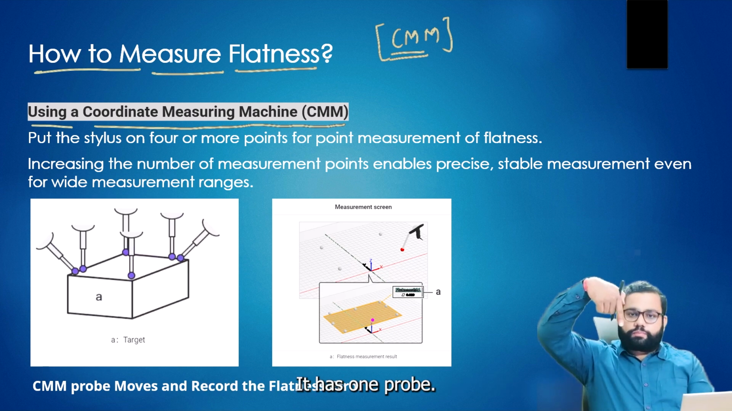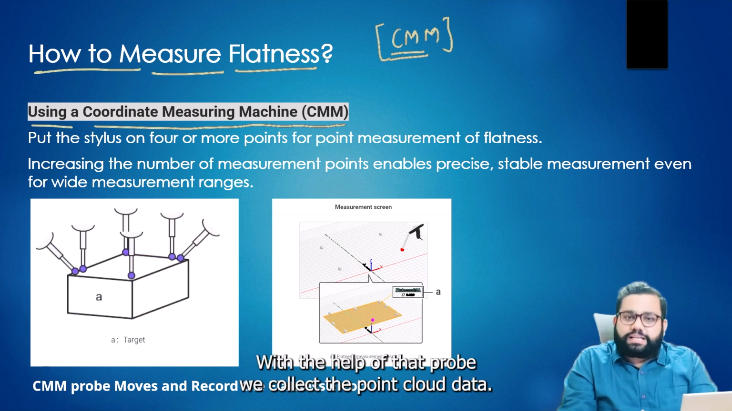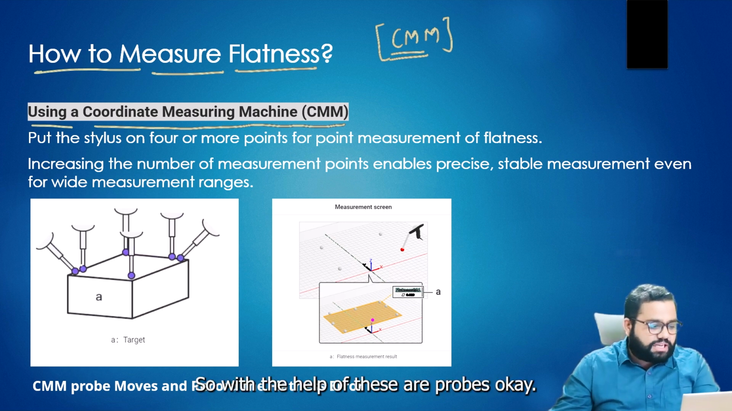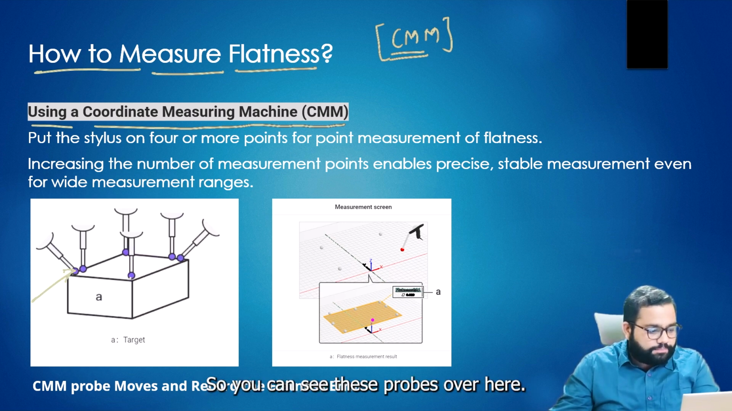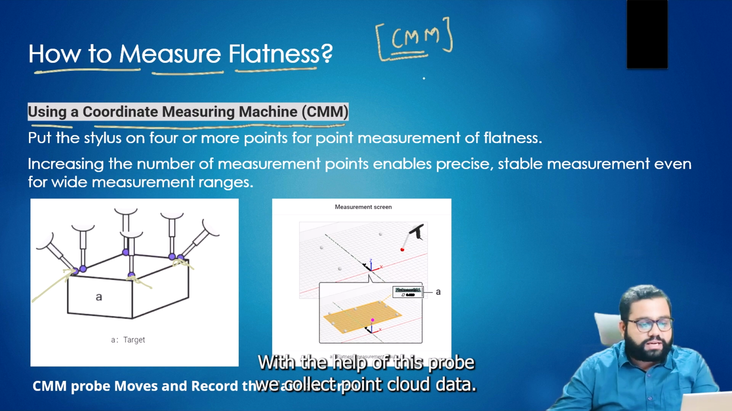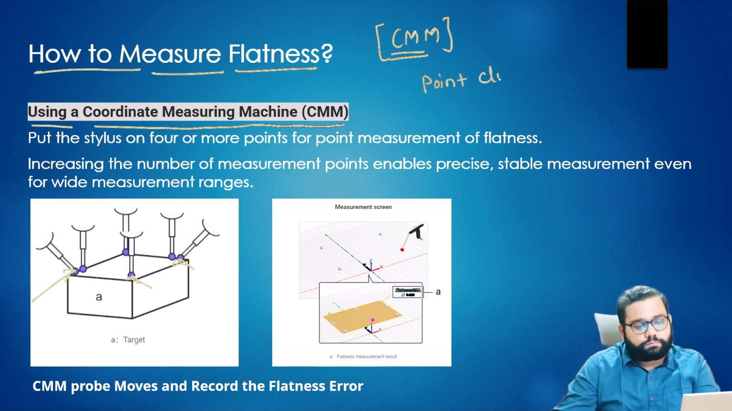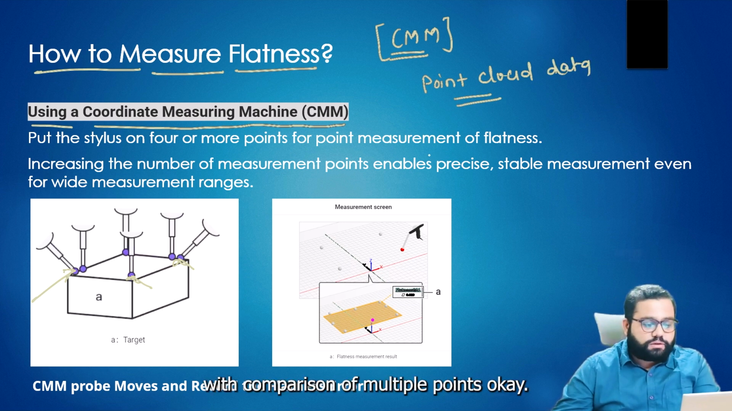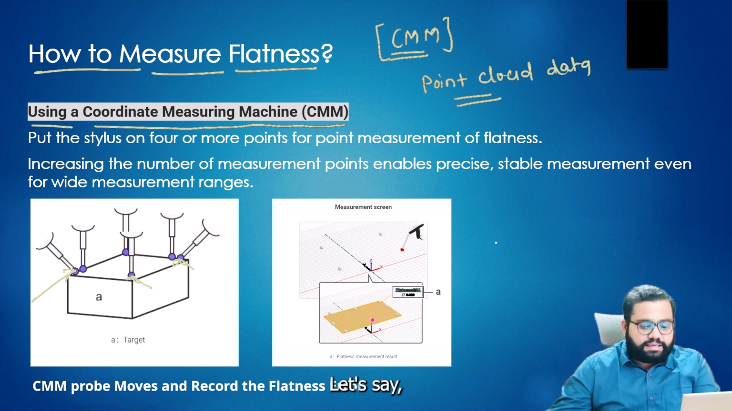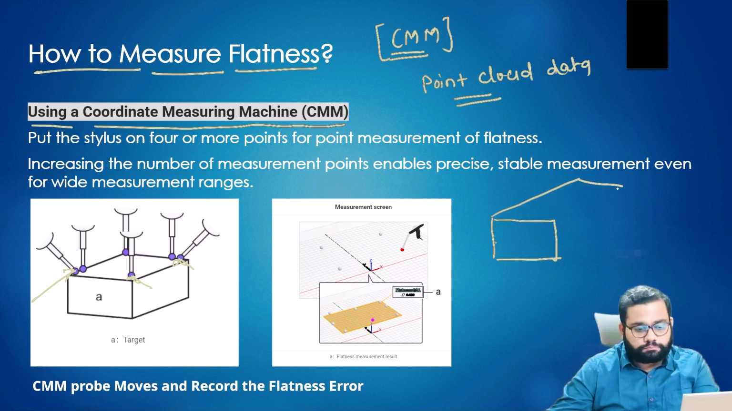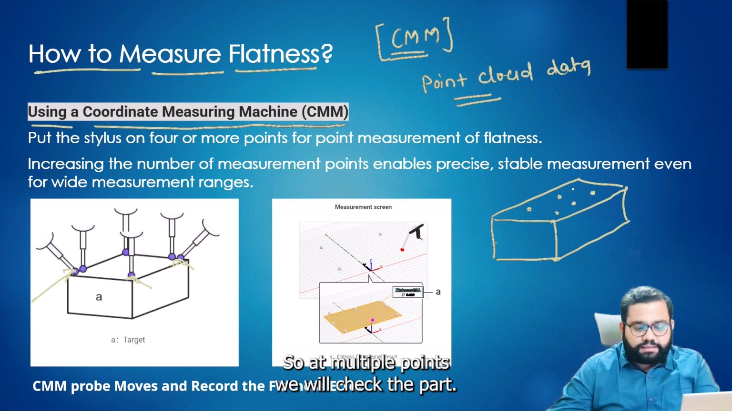It has one probe. With the help of that probe, we collect point cloud data. So you can see these probes over here. This is a single machine probe. With the help of this probe, we collect point cloud data, and with comparison of multiple points. Let's say this is the part. So here we will check, here we will check. At multiple points, we will check the part.